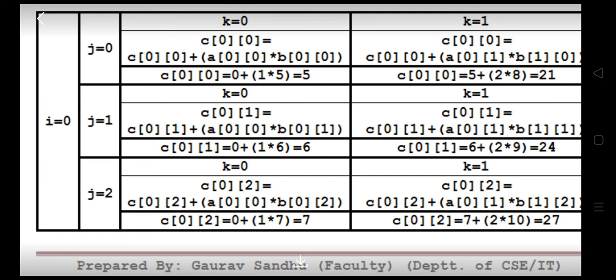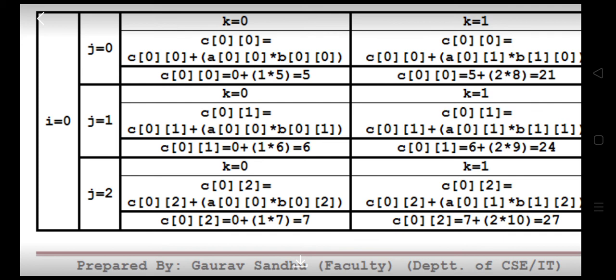Now the value of k changes to 1. When the value of k is equal to 1, the equation becomes C01 is equal to C01 plus A01 into B11. Now A01 is 2, B11 is 9, 2 into 9 is 18, and C01 is 6, which we have calculated just now. 6 plus 2 into 9 is 24. So we will be finding the value for element C01.